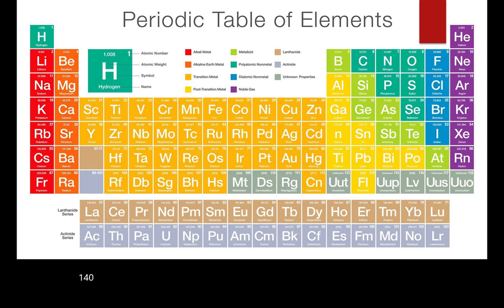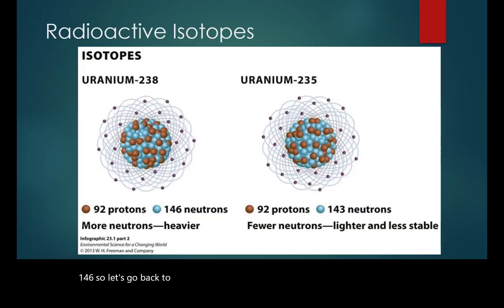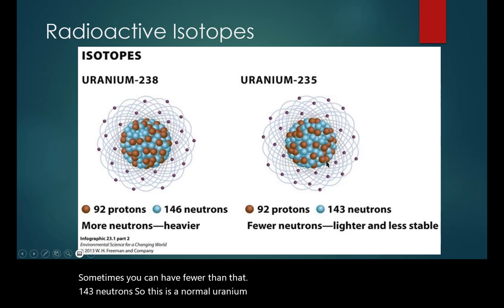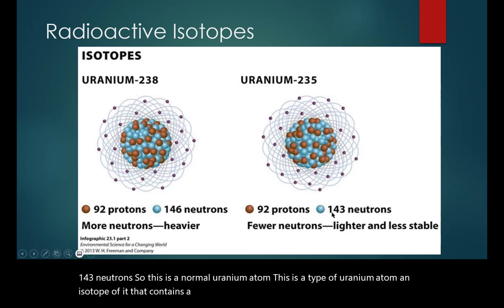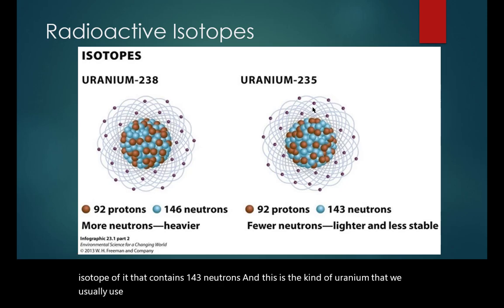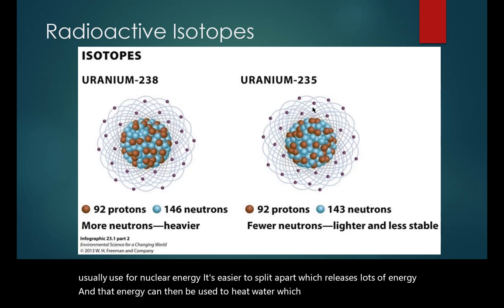146. So let's go back to our uranium slide, and you'll see that sometimes you can have fewer than that, 143 neutrons. So this is a normal uranium atom. This is a type of uranium atom, an isotope of it, that contains 143 neutrons. And this is the kind of uranium that we usually use for nuclear energy. It's easier to split apart, which releases lots of energy, and that energy can then be used to heat water, which will turn a turbine and generate electricity.